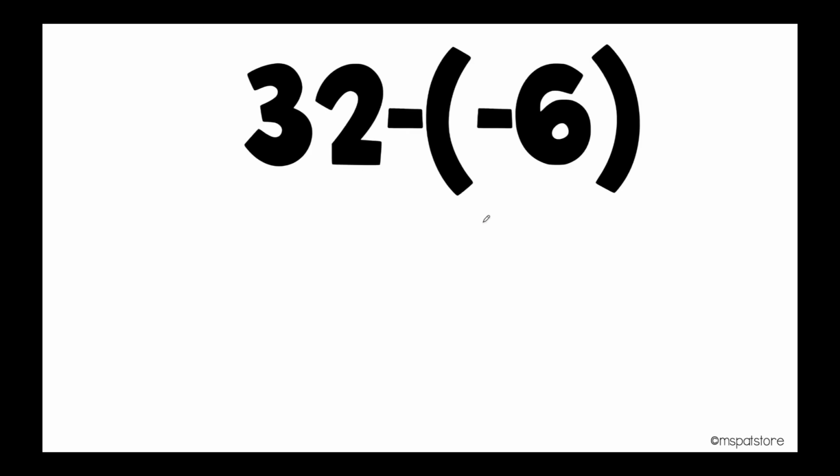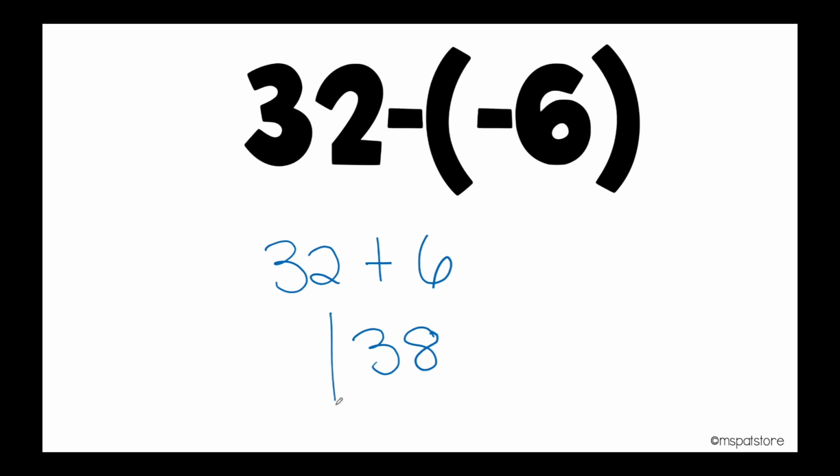Let's take a look at this last example. Pause the video and try to do it by yourself. Very good. So I'm going to do 32. And I'm going to add the opposite of my second integer, which is negative 6. And the opposite is 6. So 32 plus 6 is 38. And the greatest absolute value is positive. So this is my final answer, positive 38.